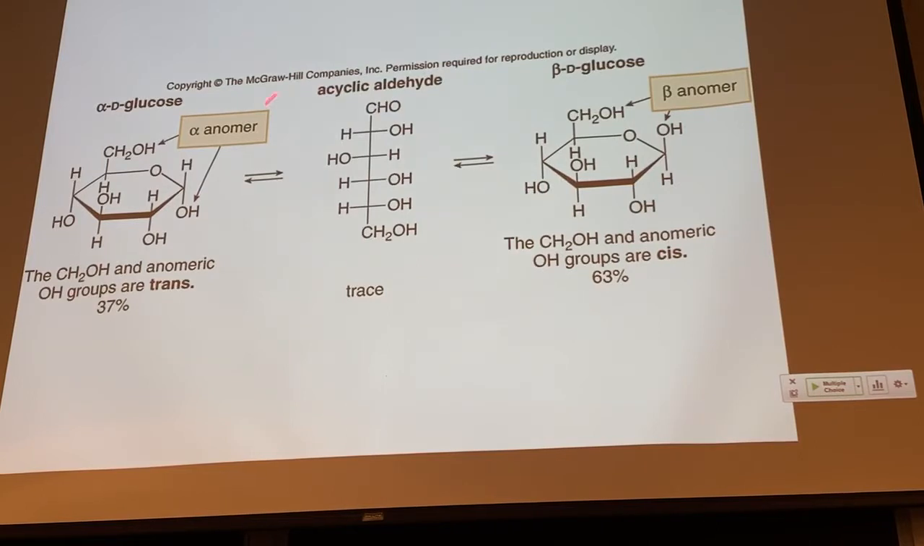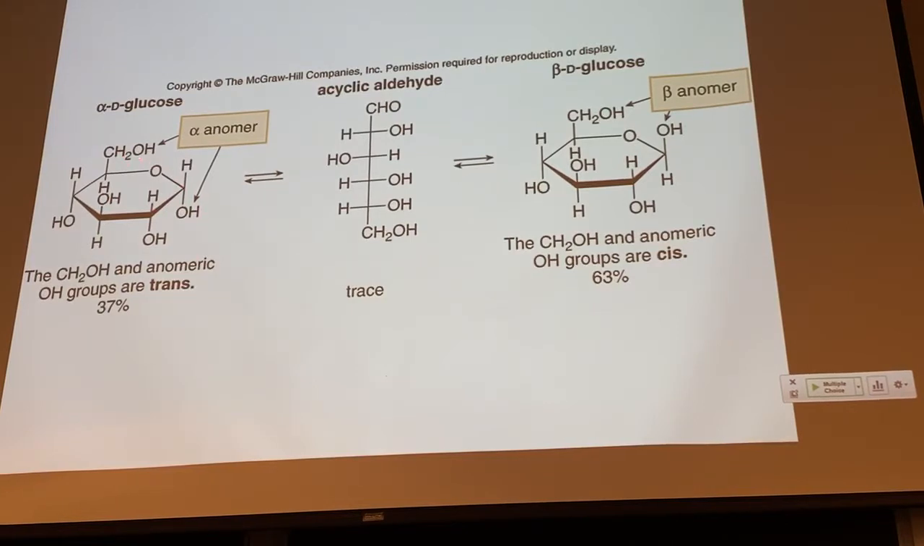And they interconvert via the acyclic aldehyde form. So this slide here shows you the equilibrium with glucose. At equilibrium with glucose, you'll have less than 1% of the acyclic aldehyde and more than 99% of the two anomers. But the formation of the cyclic hemiacetal is reversible. We learned the mechanism back in chapter 21. We discussed it on Friday.